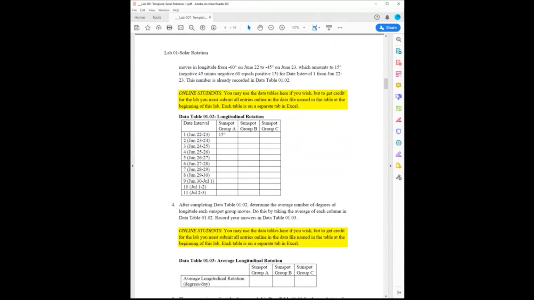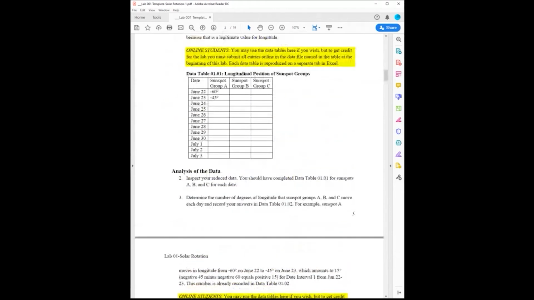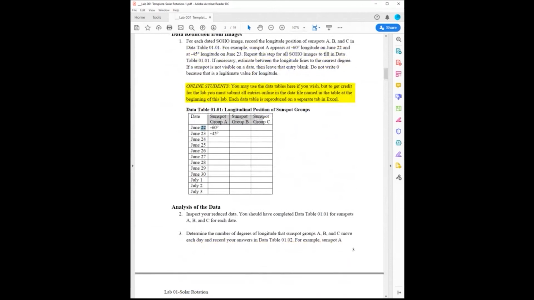And the way that you get the entries for this table are you take these 2 days. You see where it says June 22nd, June 23rd there? The difference in longitude between those 2 days. So if you go back up to data table 1, here's June 22nd and June 23rd, and you'll notice that it goes from negative 60 to negative 45. Now the order in which you subtract these is important. You do negative 45 minus negative 60. So let me say that again, negative 45 minus negative 60.